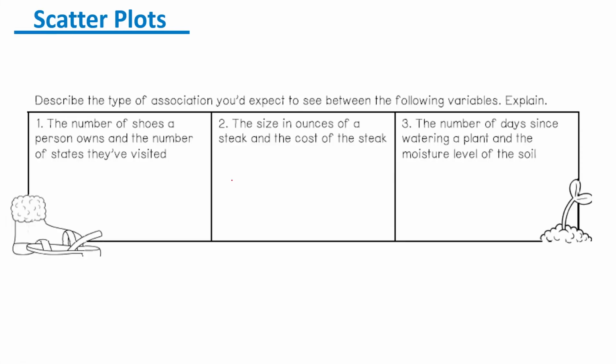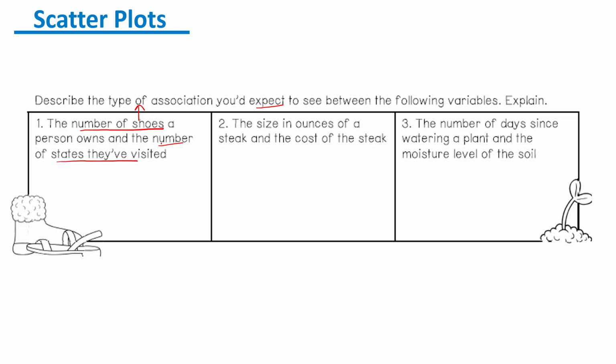All right, so we're going to describe the type of association that we would expect to see based on our variables. So here I'm just going to read what variables I have and decide is it going to be positive, negative, or no association. So the number of shoes a person owns and the number of states they visited. So I'm going to think about, as the number of shoes that I own increases, how is that going to affect the number of states that I visit?